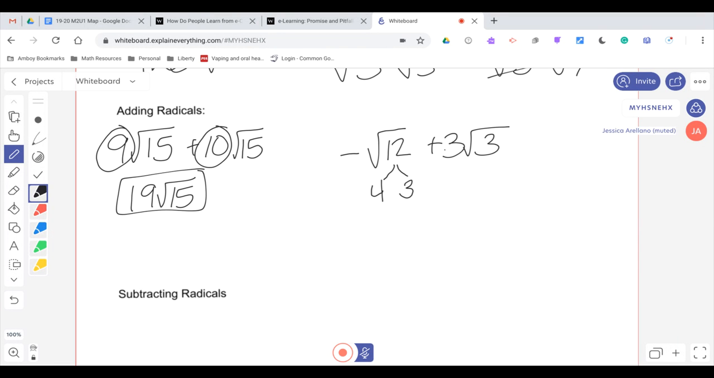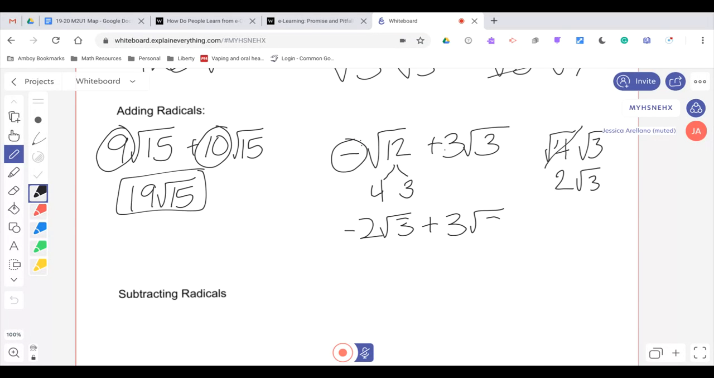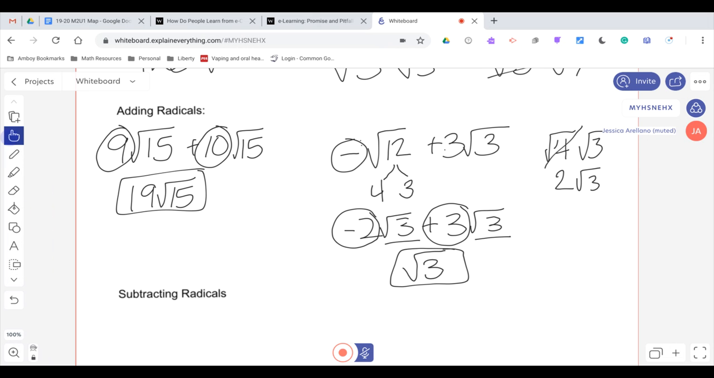So if I quick off to the side, do square root 4, square root 3, 4 becomes a 2. So what this really is, remember I have this negative out here, is negative 2 square root 3 plus 3 square root 3. And now that they have the same radical, I can combine them. So negative 2 plus 3 is a 1, which you don't really need to write, so it just simplifies to square root 3. Okay. So make sure if they don't match, or even if they do match, that everything is simplified before you start adding or subtracting.